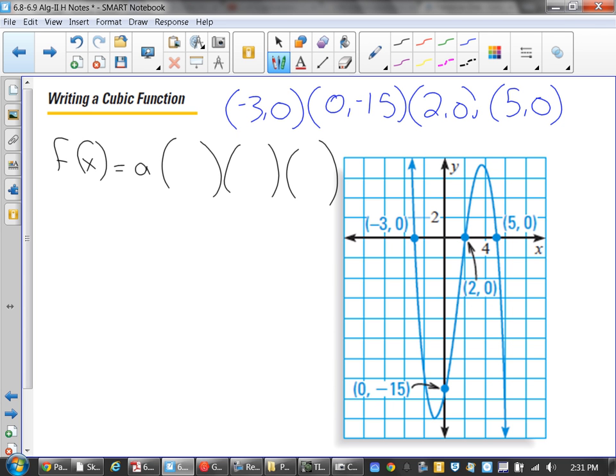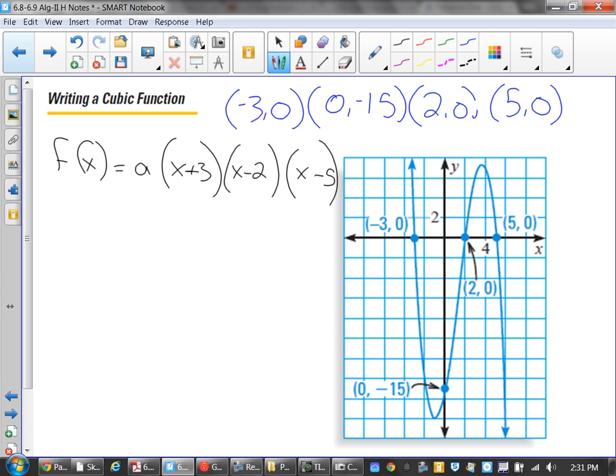Notice you have 3 zeros: -3, 2, and 5. If -3, 2, and 5 are your zeros, what will those 3 terms become? X plus 3, x minus 2, x minus 5. Are we okay with that? Now, we have one other set of ordered pairs there. It just so happened they gave us a y-intercept.